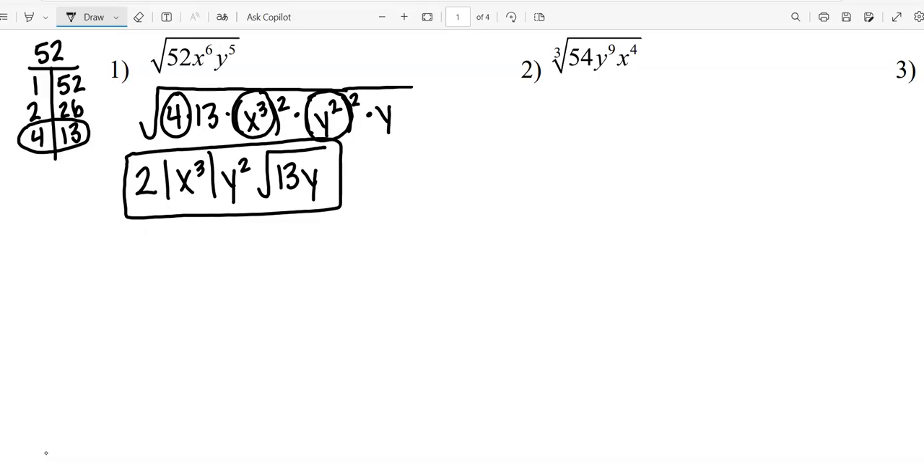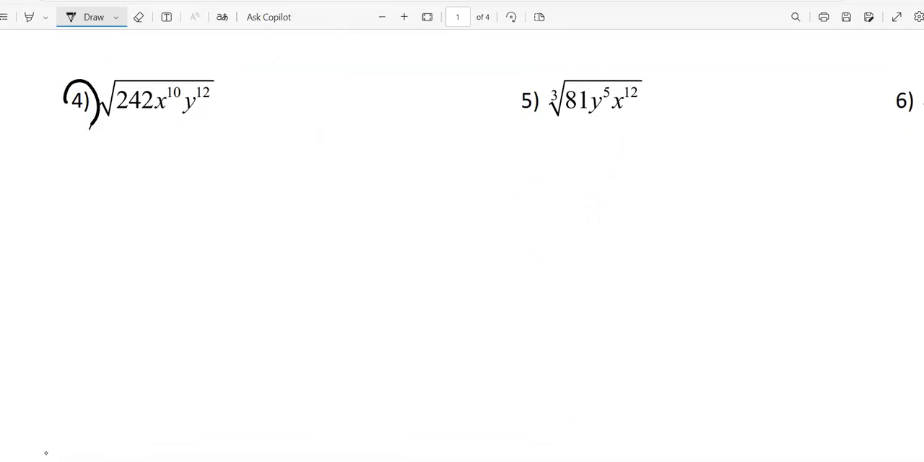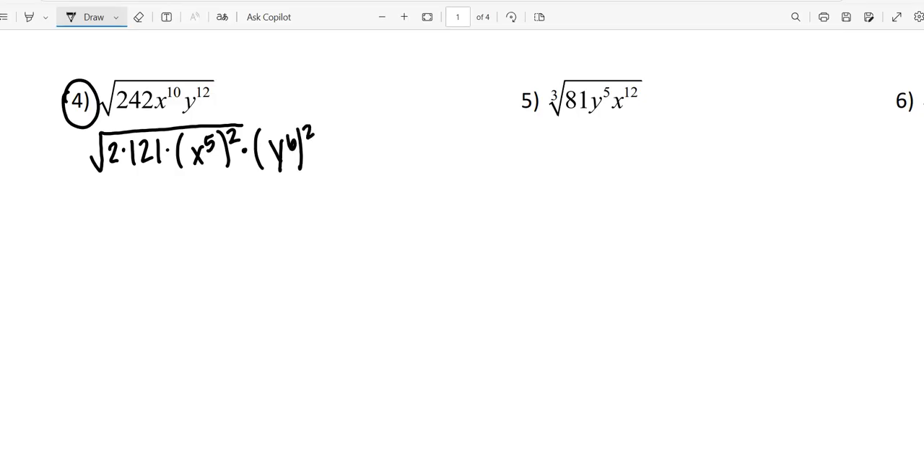All right. Jump down and do number 4. Try number 4 on your own. Lots of good things happening. Hopefully you did a T-chart for 242 and found 2 times 121. And then times, if you want to break it down to a square, that would be x to the 5th. And then y to the 6th is being squared to get y to the 12th. And so the square root of 121 comes out as 11.